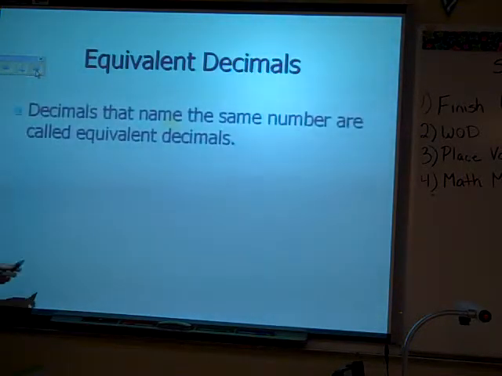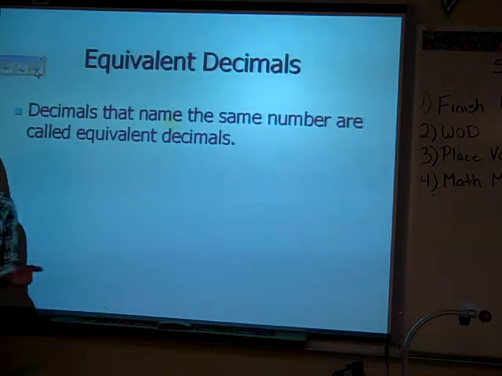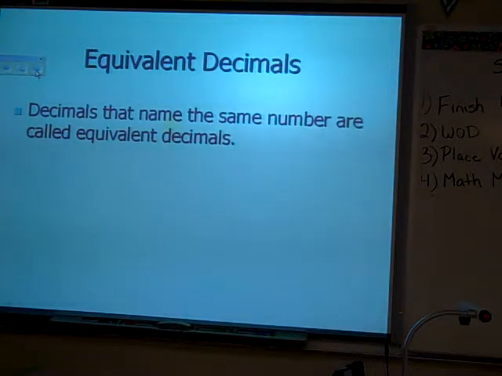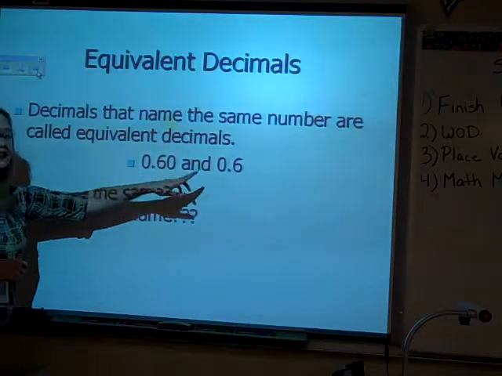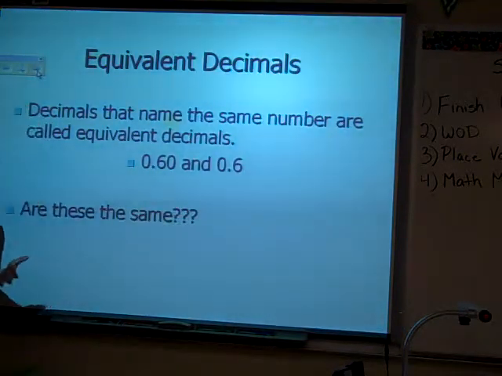Equivalent decimals. We talked about this when we were first talking about how to read and write decimal numbers. But remember that decimals that name the same number are called equivalent decimals. This is 60 hundredths and 6/10. Do you think that those are the same amount?